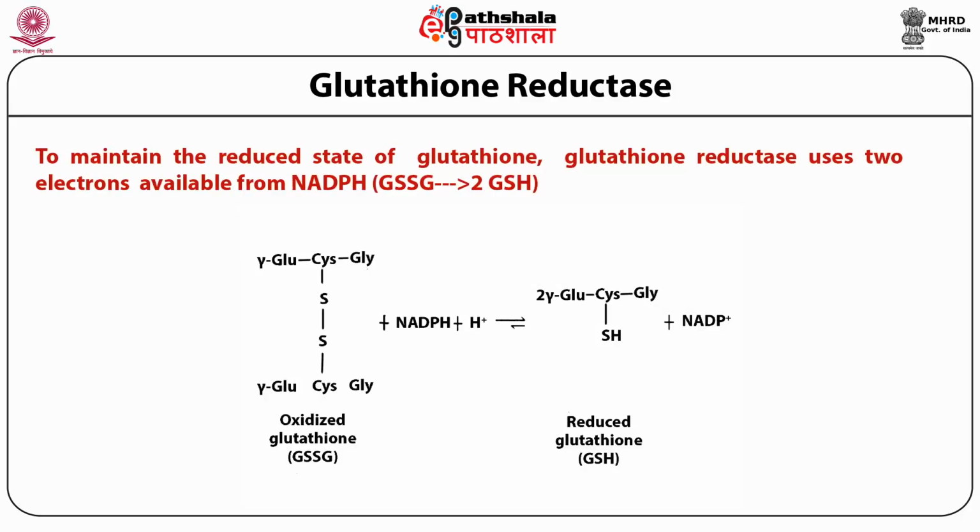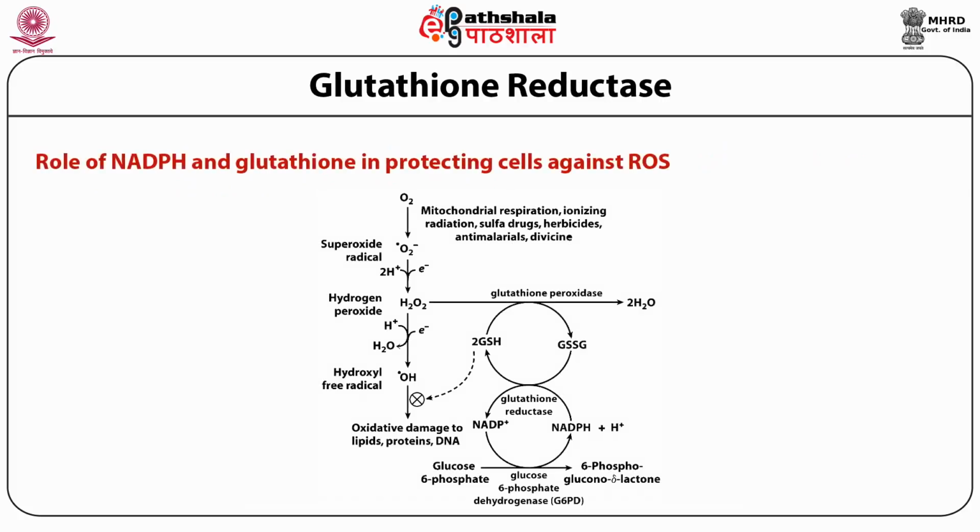The figure shows the role of glutathione reductase, a flavoprotein that contains the coenzyme FAD and is related to ferredoxin NADP plus reductase. To maintain the reduced state of glutathione, glutathione reductase uses two electrons available from NADPH. The next figure shows the role of NADPH and glutathione in protecting cells against reactive oxygen species.